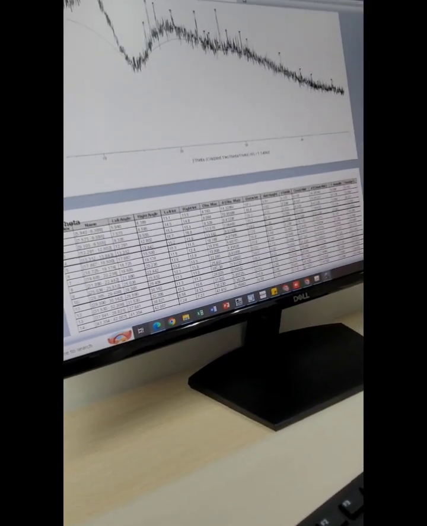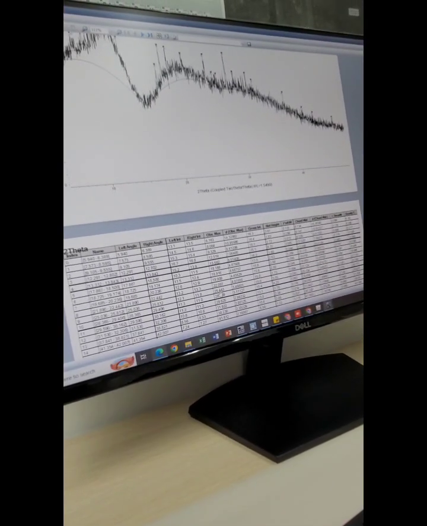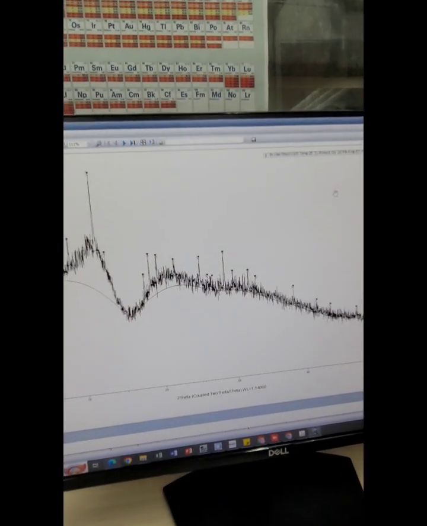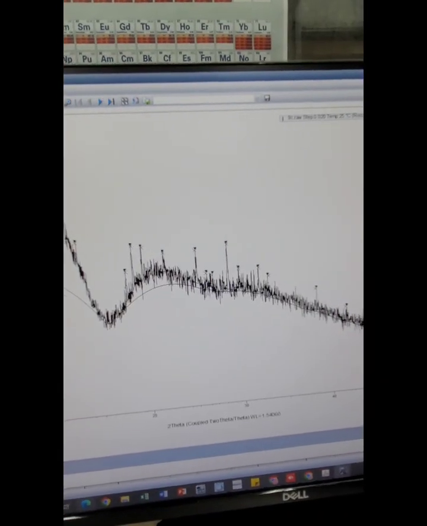Okay, the software gives you all the details, including the 2 theta. And the percentage of crystalline, for example, is 32.9%, whereas the amorphous is 17.1%. That means most of the sample is amorphous.